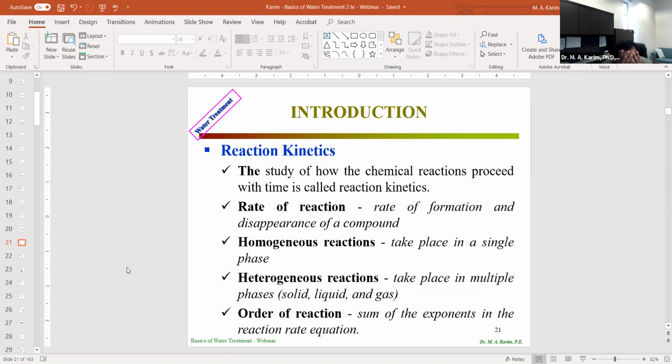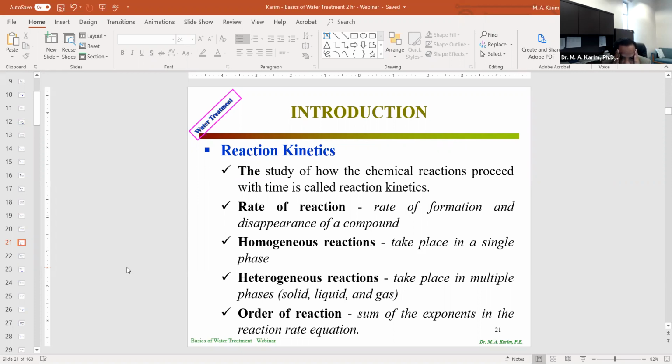So a few things that we need to learn about here. One is called the reaction kinetics, how the reaction works, because whenever we are doing the treatment, we're changing from one to another, right? Or we are reducing the contaminants concentration over here. The study of how a chemical reaction proceeds with time is called the reaction kinetics. The rate of formation and the appearance of a compound is called the rate of reaction.